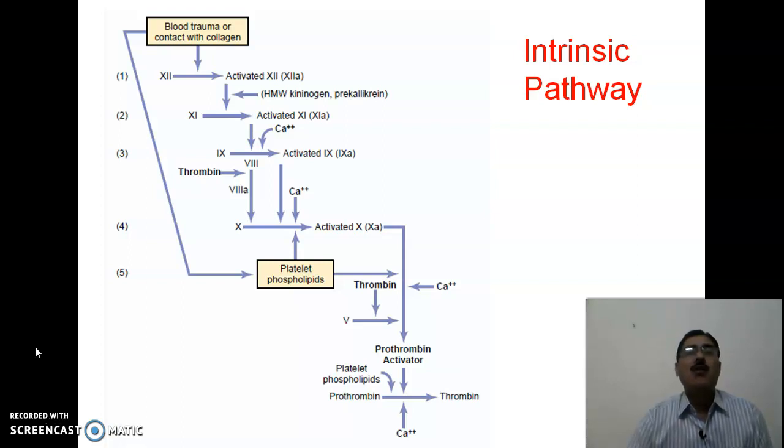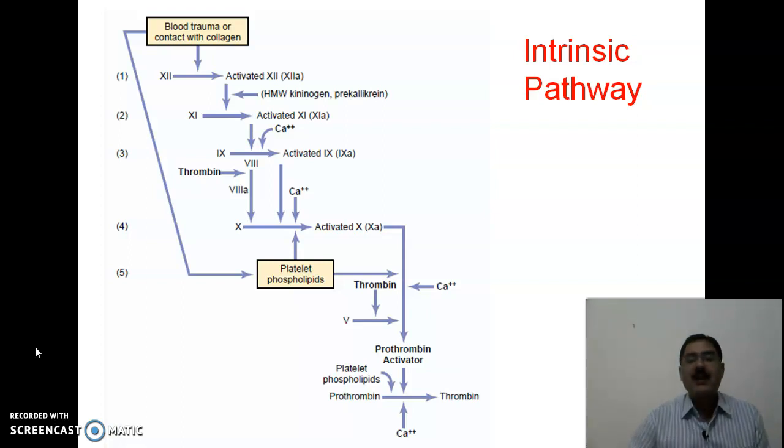There is activation of factor 12 in presence of the high molecular weight kininogen and prekallikrein, that is the Fitzgerald factor and the Fletcher factor. There is activation of factor 11, which is known as PTA or antihemophilic factor C, and this activated factor 11 in presence of calcium ion activates the factor number 9 and converts it into its activated form.